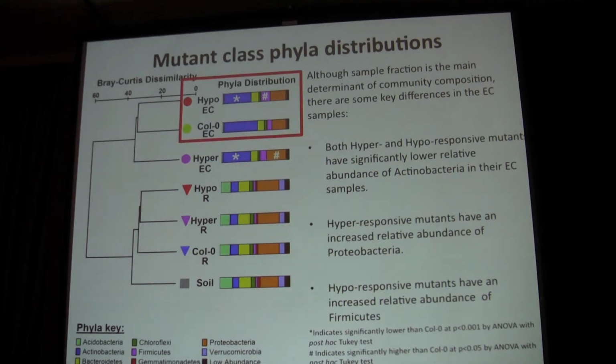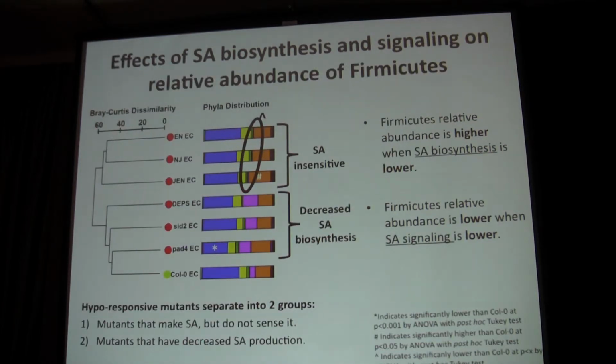So just to investigate this further, I'm going to break out these different immune classes into their genotypes. So there are 6 hypo genotypes, and we can see in the Bray-Curtis that they split out by their ability to make SA, which this is blind. We didn't plan for this to happen. This is just the way it came out. So those plants which don't make SA or make lower amounts of SA have an increased level of firmicutes, while those that make SA but simply don't have the downstream signaling have lower.